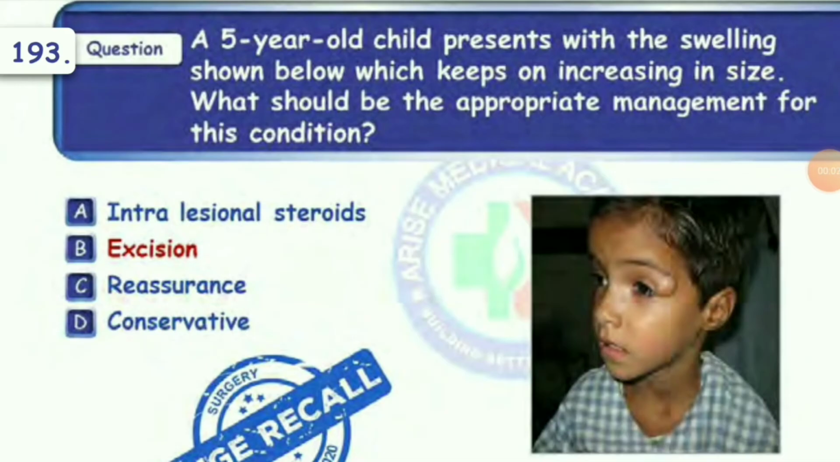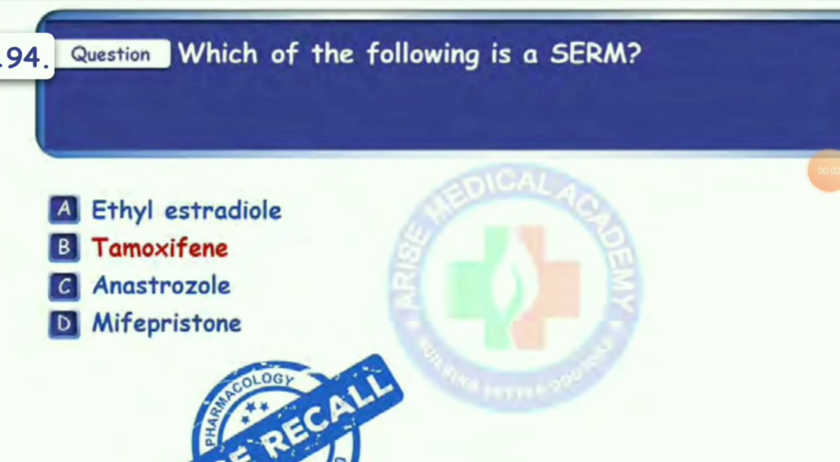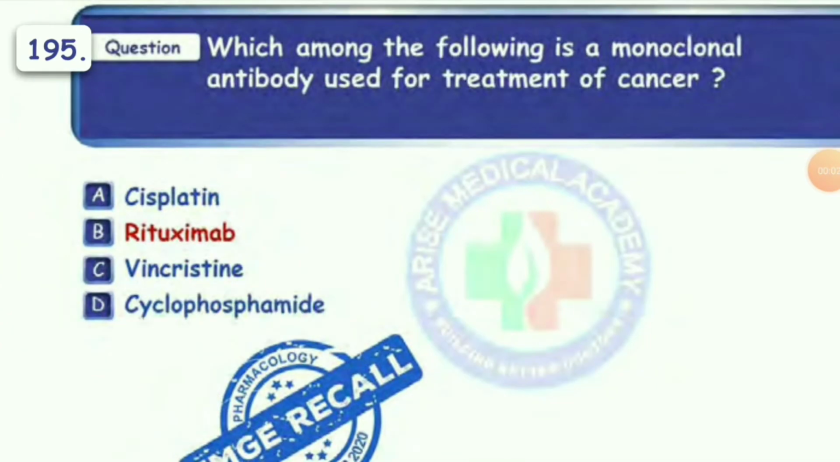Next question, a 5-year-old child presents with the swelling shown below, which keeps on increasing in size. What should be appropriate management for this condition? The answer is excision. Next question, which of the following is a SERM? The answer is tamoxifen. Next question, which among the following is a monoclonal antibody used for the treatment of cancer?